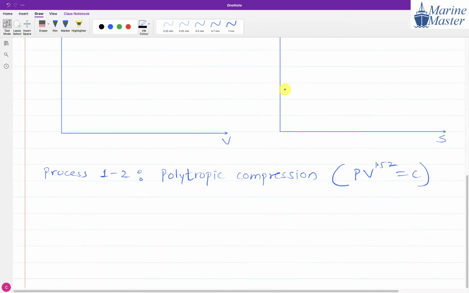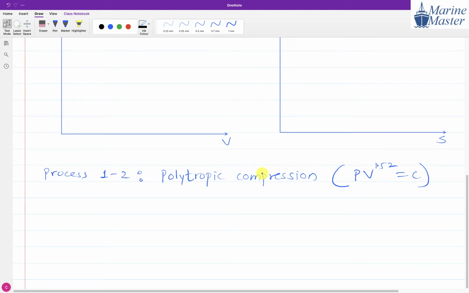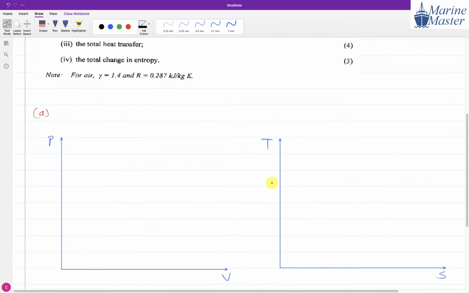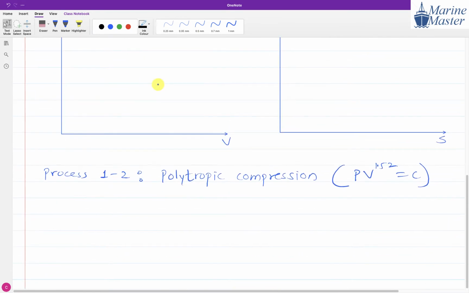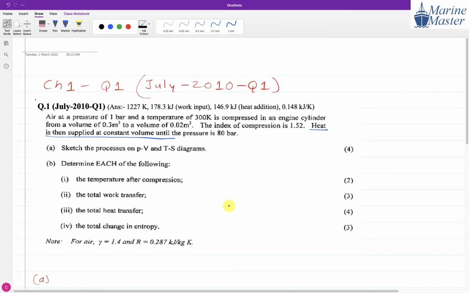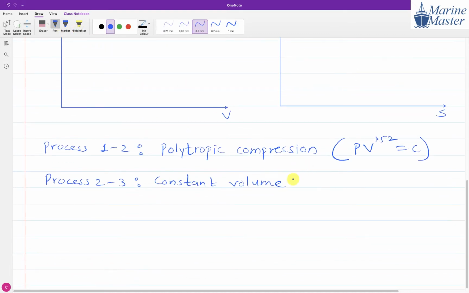In process 1 to 2, we have done polytropic compression. And process 2 to 3 will be what? Constant volume heat addition. What is meant by constant volume heat addition? Here we are saying heat is then supplied. Heat supplied means we are doing heat addition now. So process 2 to 3 is constant volume heat addition.